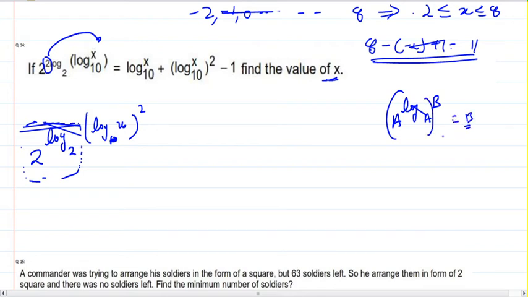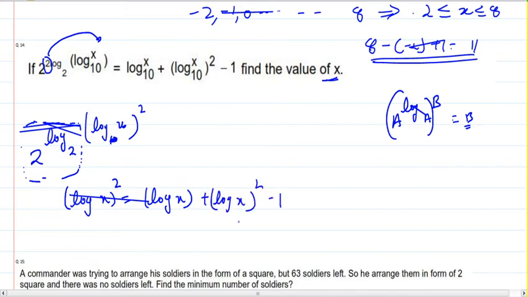As I have said earlier, the questions on logs for the last 4 years have been based on your ability to apply theorems on base or understanding of base. So what I have basically on the left hand side is log x square, on the right hand side log x plus log x square minus 1. So log x square I can cancel.